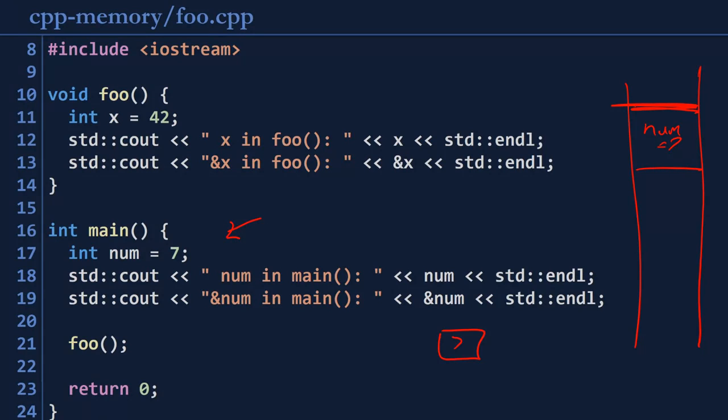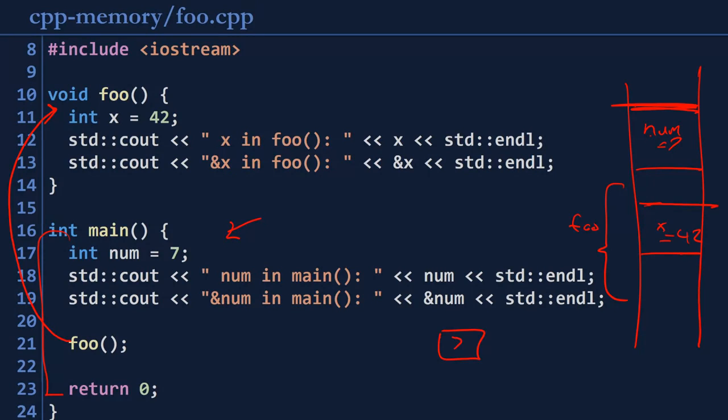After we've added num to the stack, while main is still running, we're going to jump into the function foo. And the function foo is also going to live in stack memory. And here in this foo function, we're going to grow down towards 0. So the next address we see is going to be the address of x. So somewhere after the address of num is going to be the address of x, which has the value of 42.